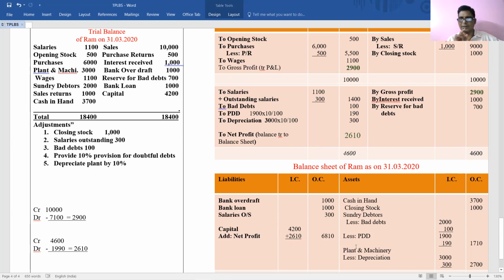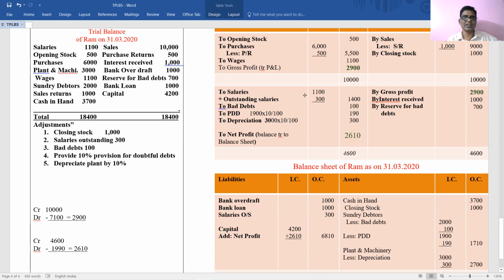Once again, I will explain the adjustments. Closing stock 1,000 comes twice. Closing stock 1,000 one time, closing stock 1,000 two times: in the trading account credit side and in the balance sheet. Salaries outstanding 300 comes twice. So PD plus outstanding, this is PD plus 300 added here, so 1,400, and salaries outstanding as a liability the second time.